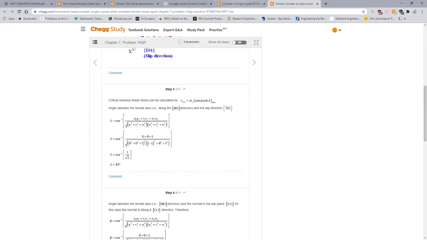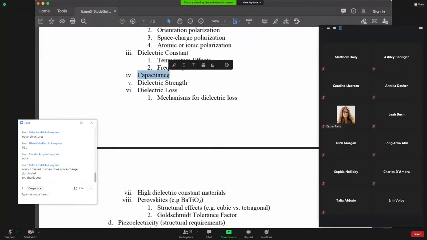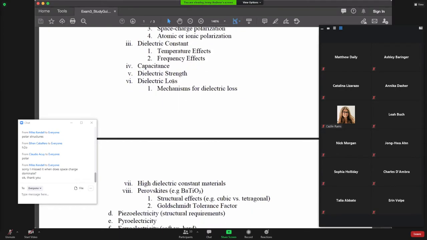Okay, and then we went and talked about a number of properties related to insulating behavior. So we talked about capacitance. So the best capacitors are going to be those with the highest dielectric constants. Okay, so that's capacitor applications. We looked at the polarization as a function of electric field for hard and soft capacitors. And then we talked about something called dielectric strength.